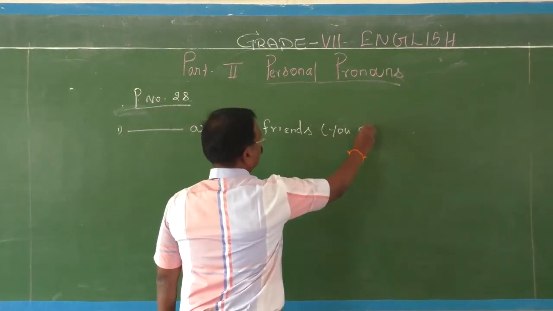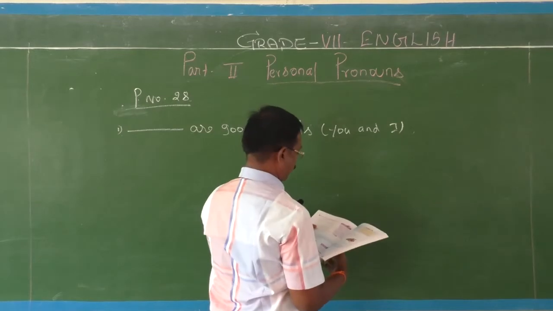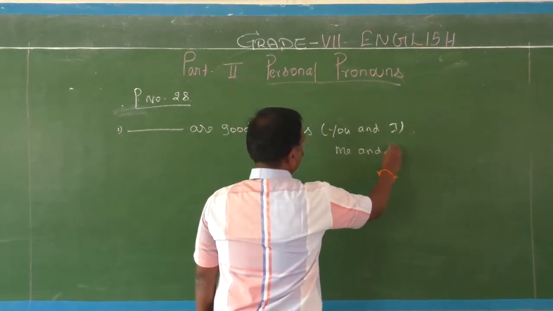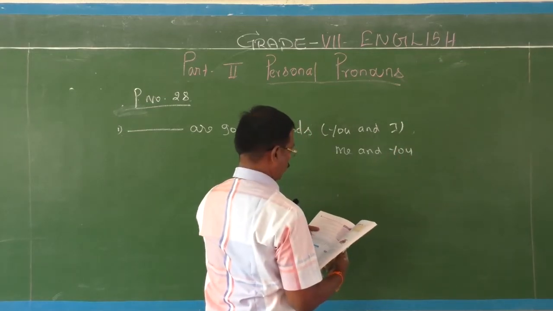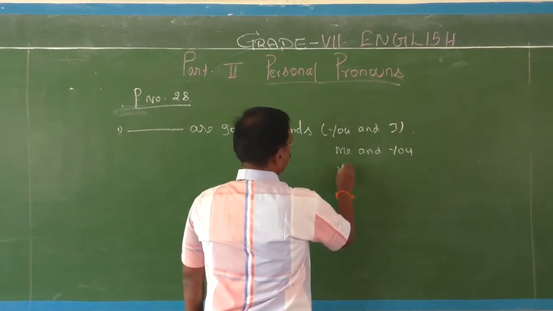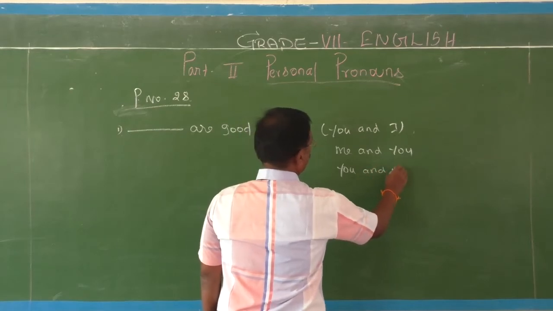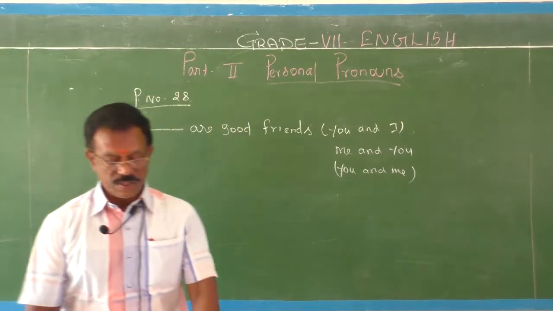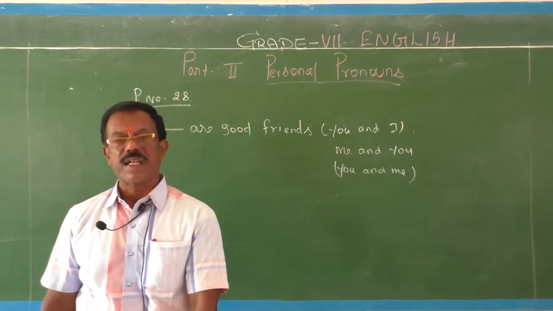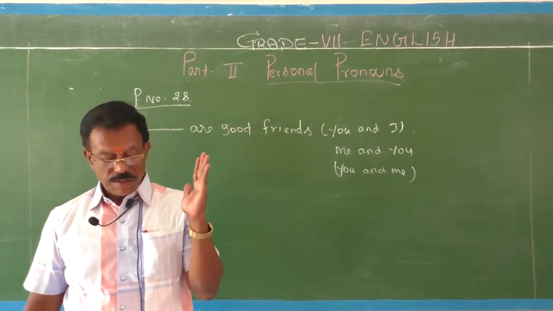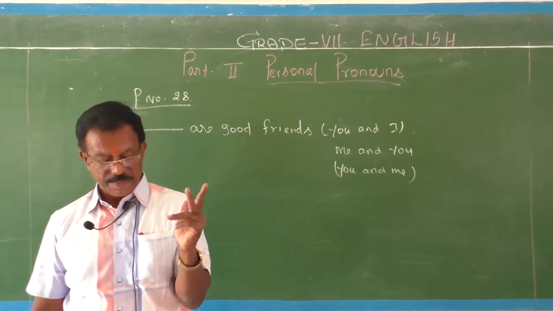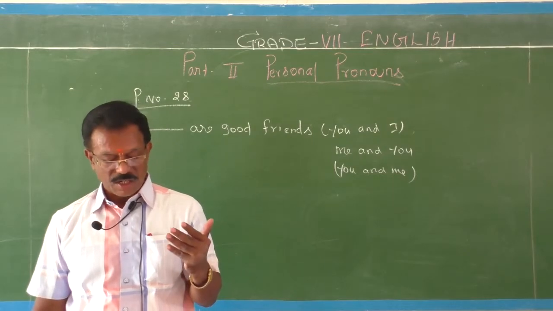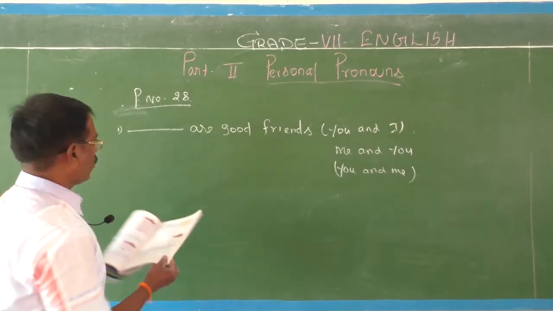You and I. Another option, me and you. You and me. See, so they have given. And see, I always comes last. When you use all the pronouns, first person, second person, and third person, you have to follow some set order. See, what's that order?